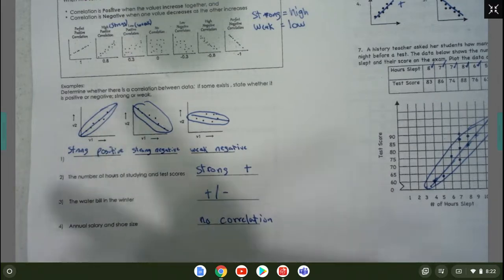Two people with the same skills, right? Same shooting ability, same athleticism, all that. The taller player is going to be better, so they're going to make more money. So for the most part, I would say no correlation between annual salary and shoe size. But if in a specific example you said it was positive, as salary increases, shoe size increases because the taller you are, the more money you're going to make at basketball, I would give you credit for that. That would make sense.